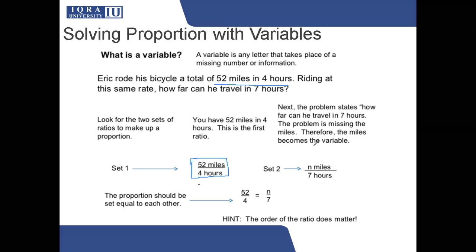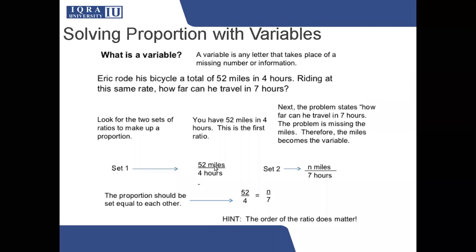So the miles that he can travel in 7 hours, we'll call that n, right? Or we can call it x, or we can call it a, or we can call it m, whatever, right? But we'll use the letter n. This is what a variable is, right? So we'll say he can travel n miles in 7 hours, right? So this is the second ratio, this is the first ratio, and the proportion should be set equal to each other, right? So 52/4 is equal to n/7.